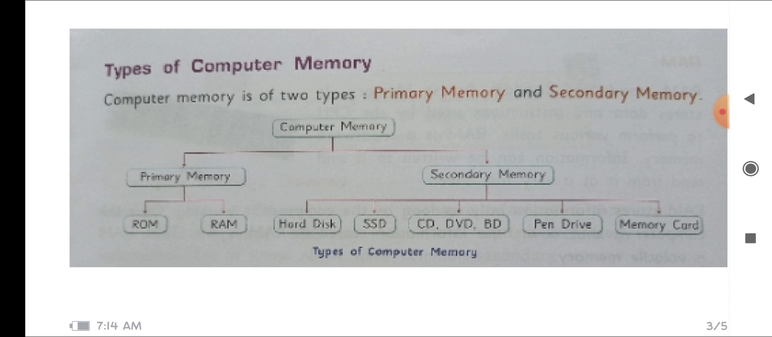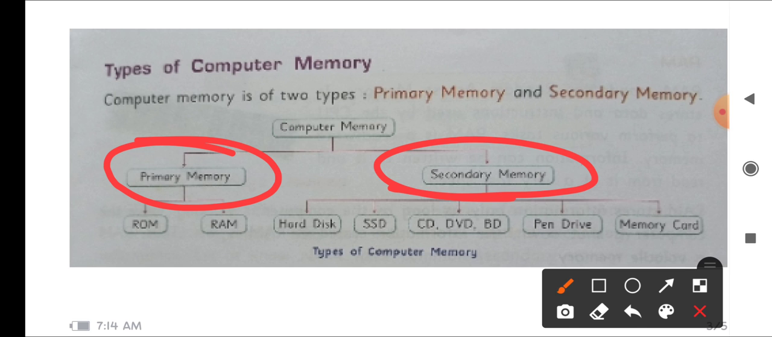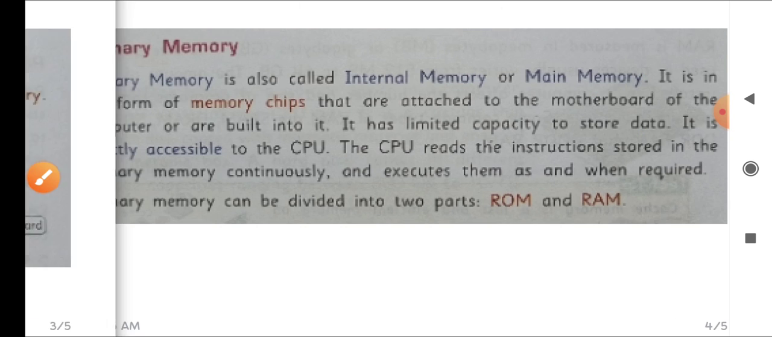This primary memory is already there in the computer. Every time we have ROM and RAM. But the secondary memory is the external memory which we add to our computer system, or if we want to increase the memory of the computer, we add some external memories. We will look at all of them one by one. For the timing we will come to the primary memory. First we will start with primary memory.